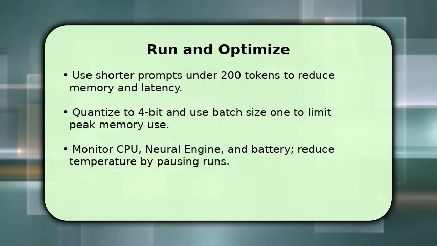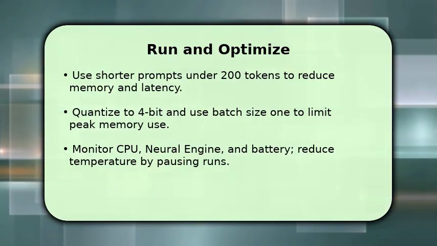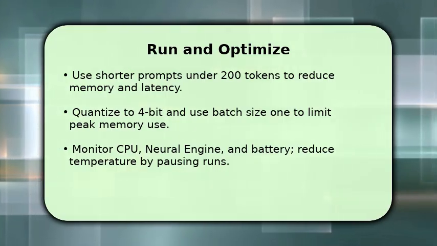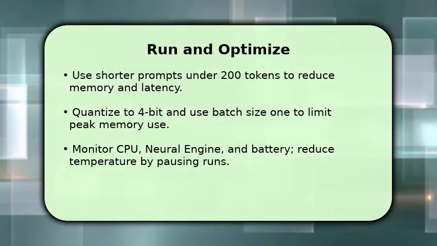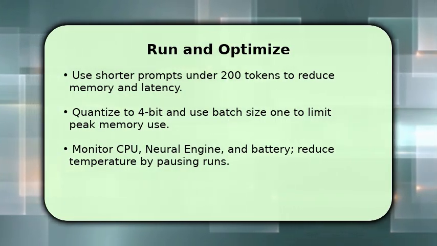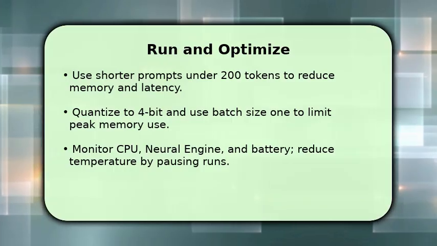Use shorter prompts under 200 tokens to reduce memory and latency during inference. Set the batch size to 1 and enable 4-bit quantization to lower peak memory use. Monitor CPU, neural engine utilization, and battery percentage while running the model.